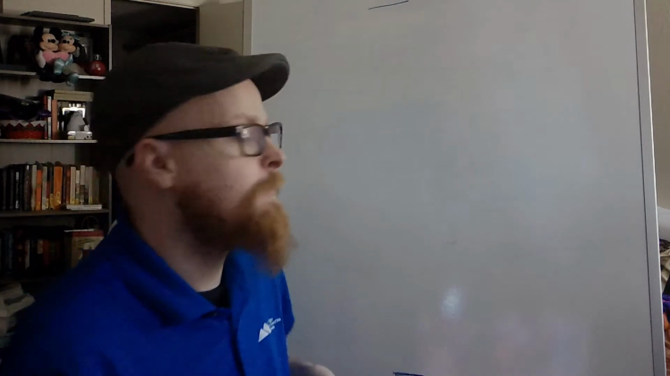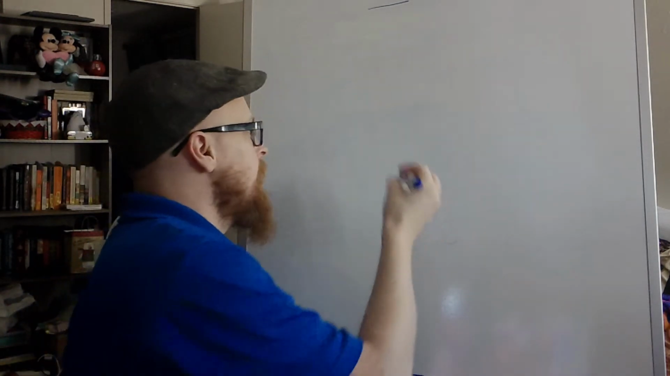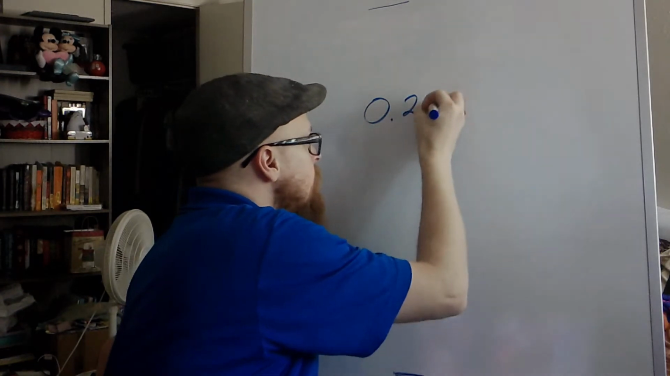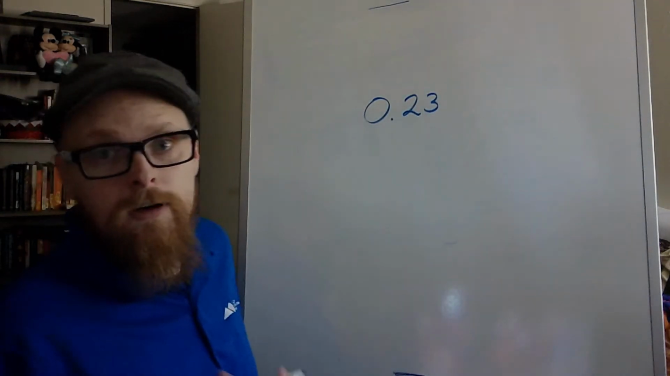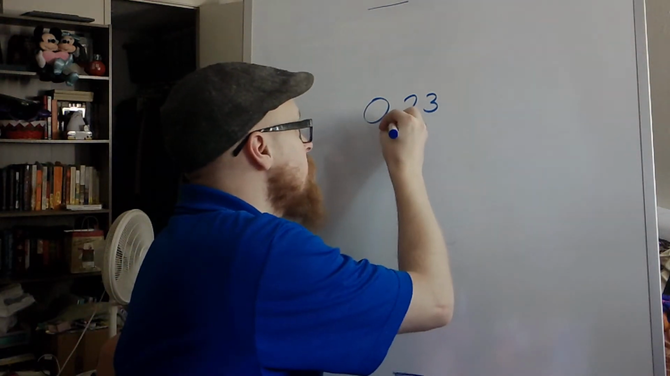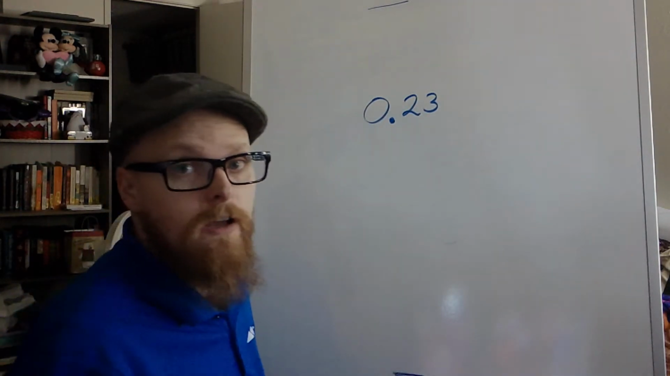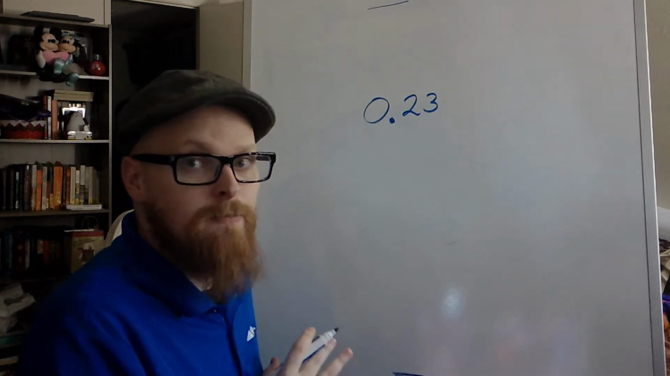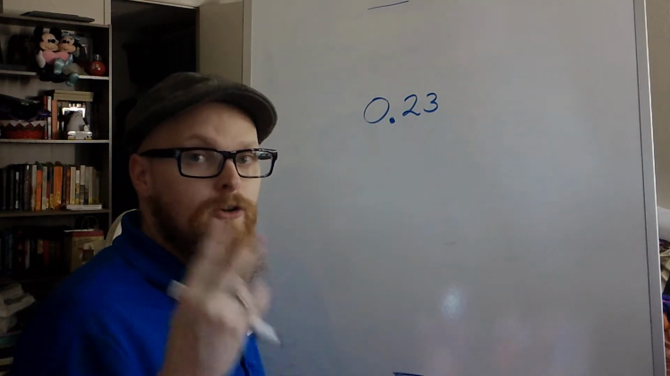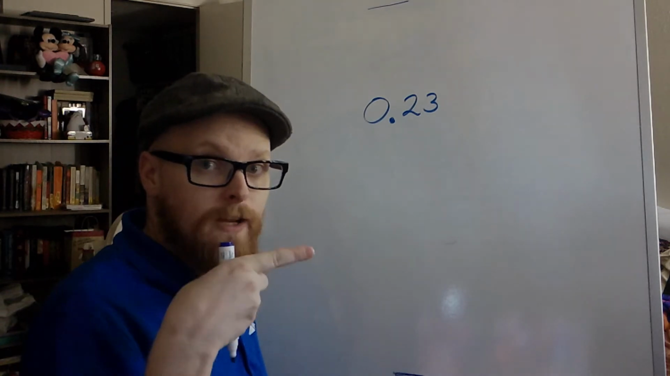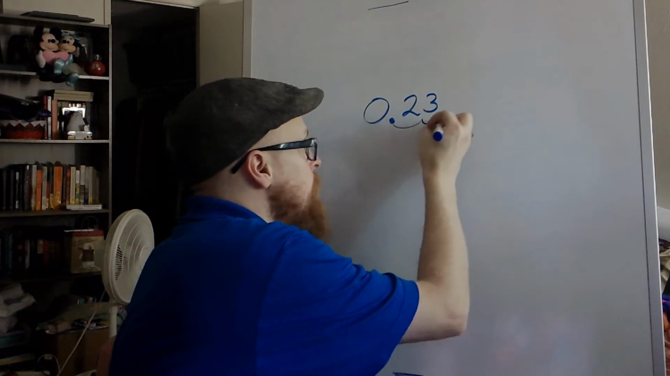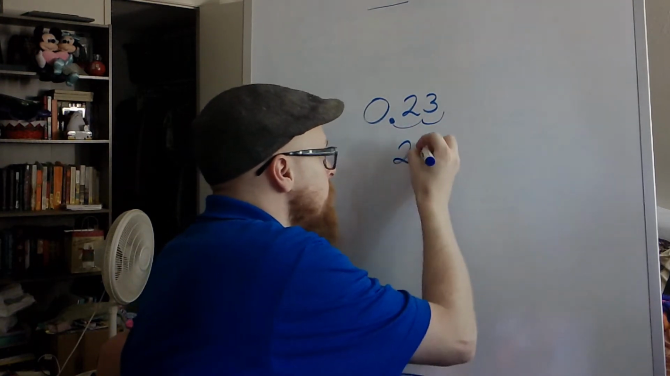Decimals first. Okay? We can take any decimal. We prefer them with 2 decimal points, but even the longer ones or the shorter ones, we can work with those too. Okay? We make them into a percentage. The way we make them into a percentage is we move that decimal point 2 spaces to the right. Okay? 1, 2. So this is 23%.